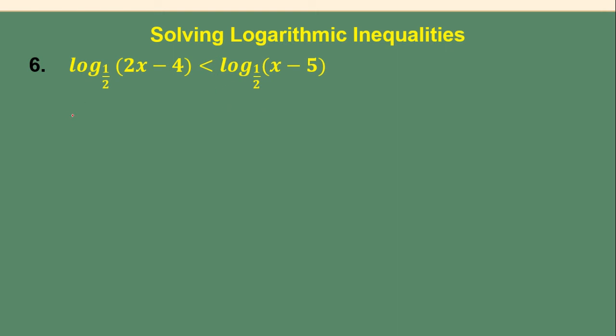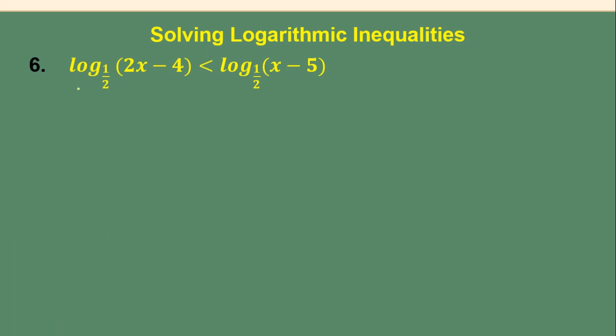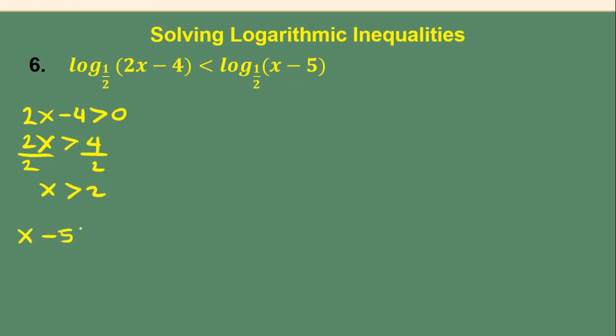Okay, but let us define first our x. So 2x minus 4 is greater than 0. Simplify. 2x is greater than 4. Divide both sides by 2. So the value of x is greater than 2. Another, x minus 5 is greater than 0. So the value of x is greater than 5.